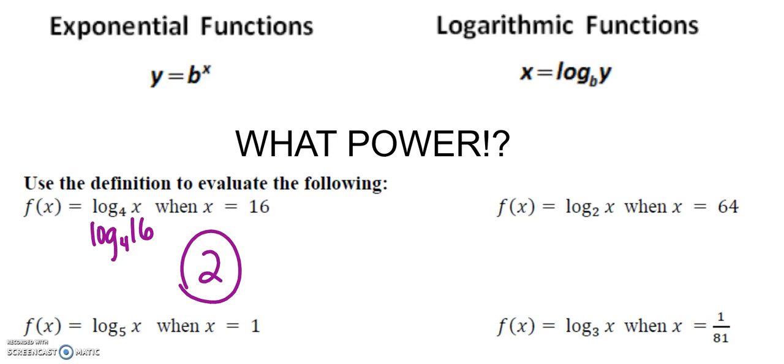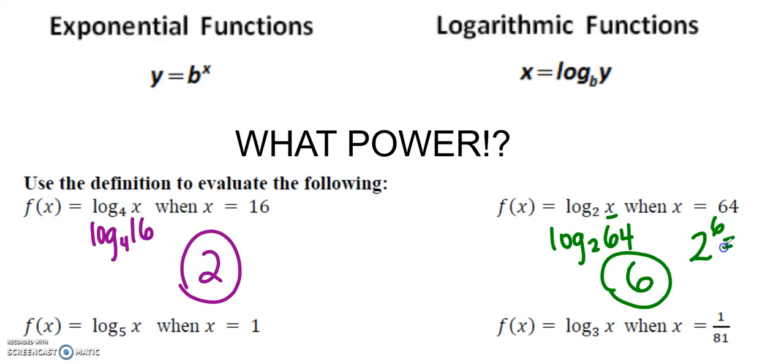Stay with me. This one, log base 2 of 64, because I'm plugging in 64 for my x value, is saying 2 to what power gives me 64? Well, that's going to be 6, because 2 to the 6th equals 64. So you can say this is asking what power of 2 has to give me 64.